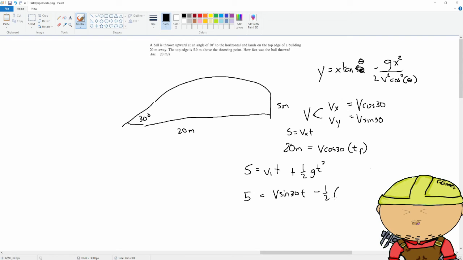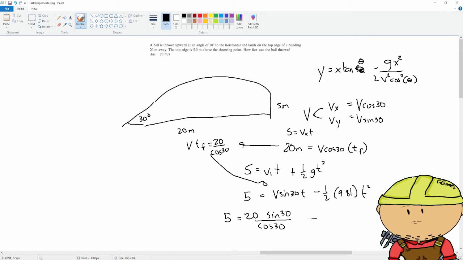minus 1/2 times 9.81 times t squared. If we simplify, V t_f is equal to 20 over cosine 30, and we could substitute it here. 5 is equal to 20 sine 30 over cosine 30 minus 4.905 t squared.